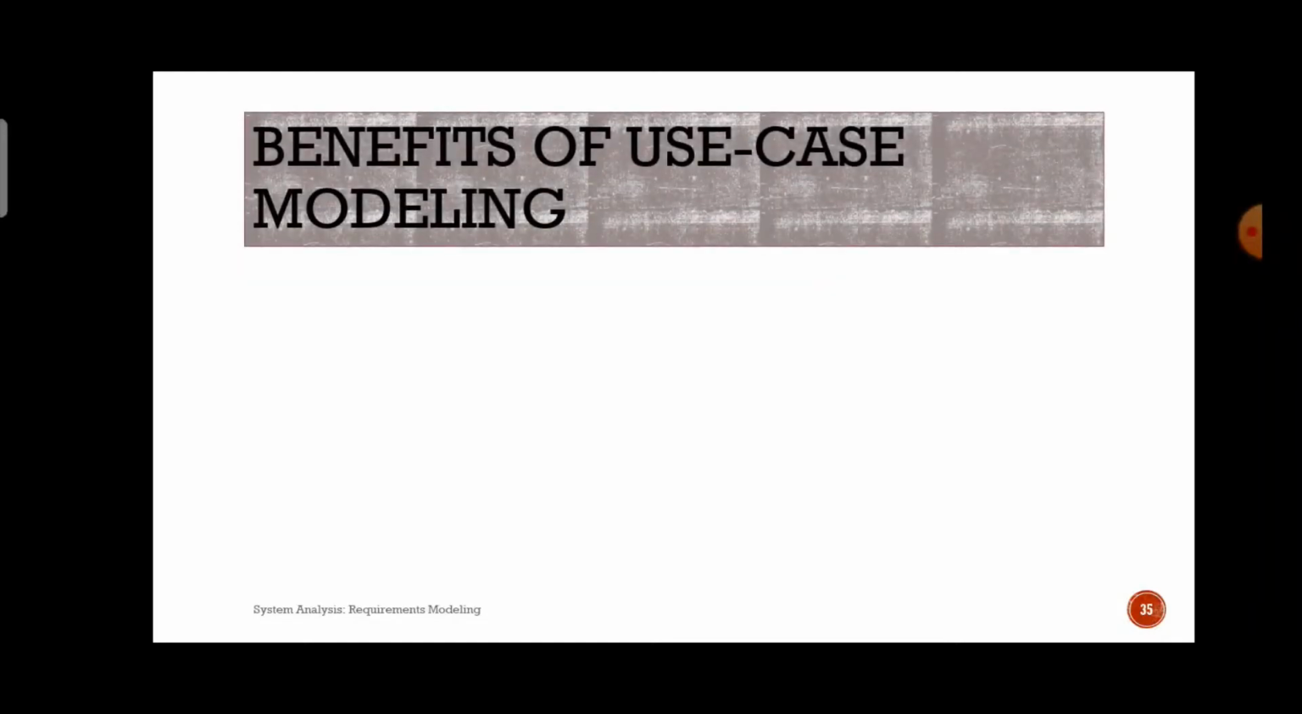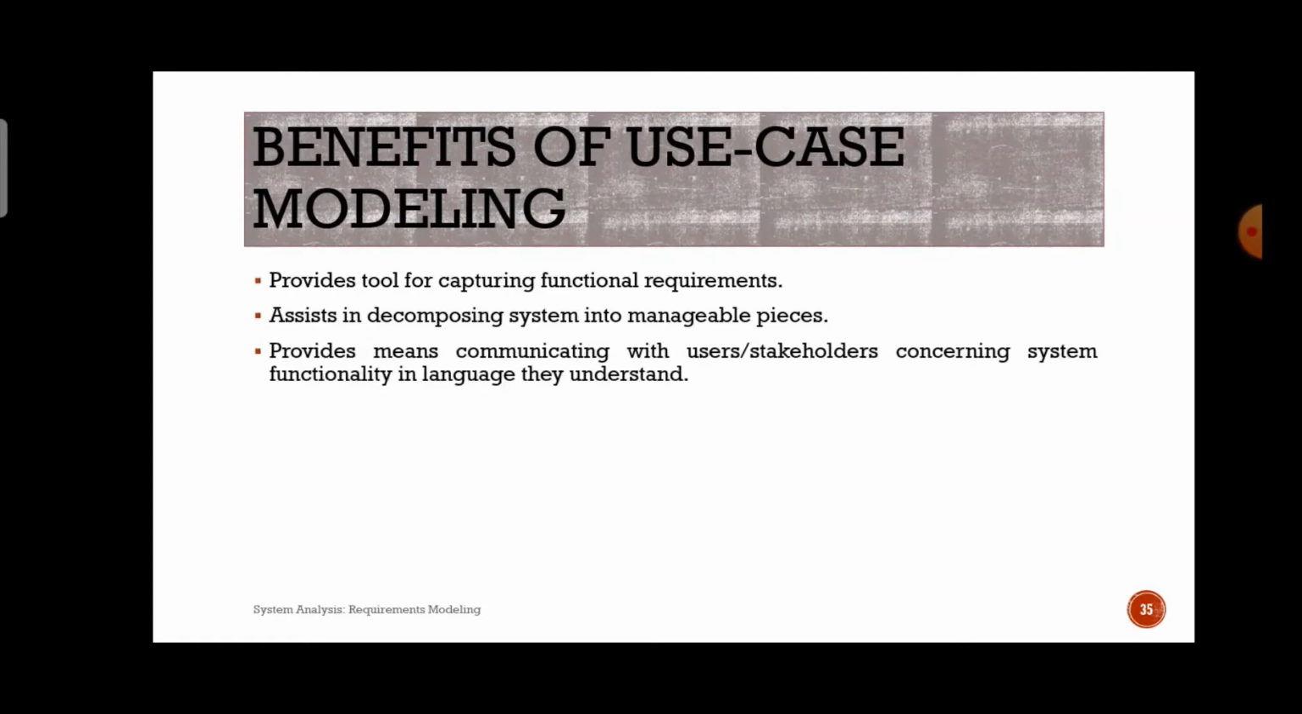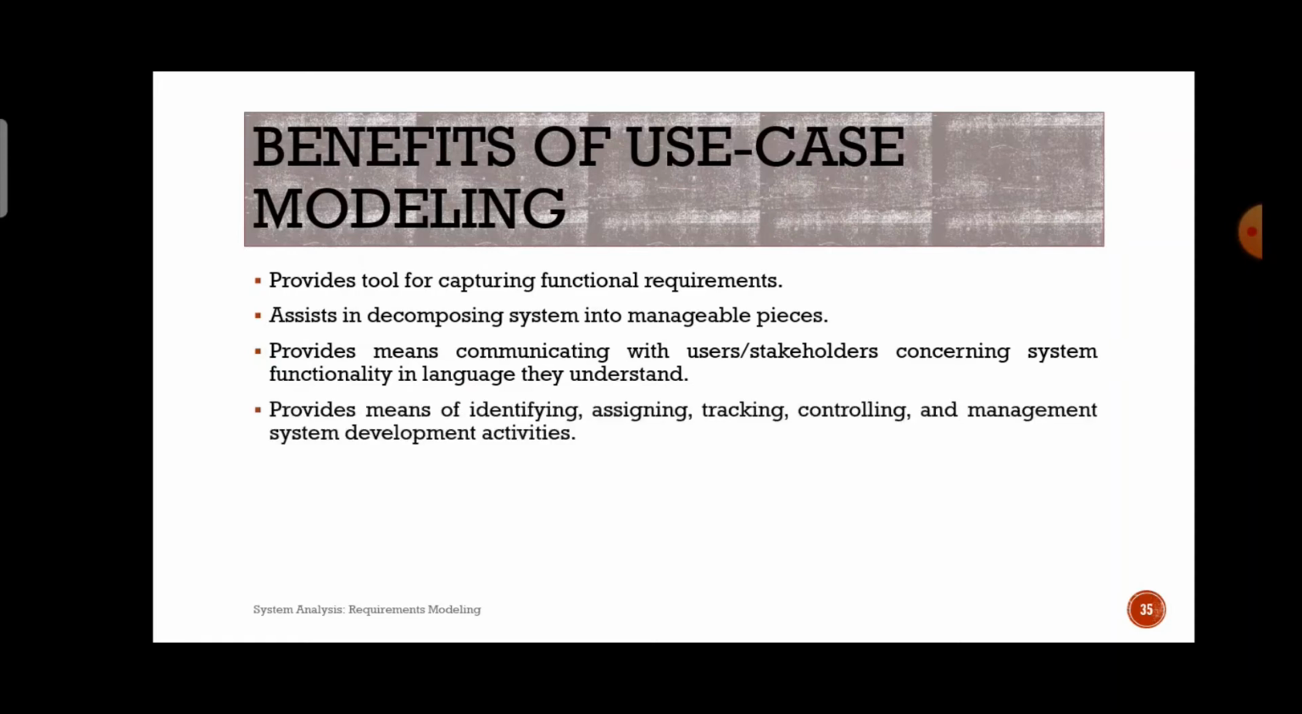So, the benefits of use case modeling. It provides tools for capturing functional requirements, assists in decomposing the system into manageable pieces, provides a means of communicating with users or stakeholders concerning system functionality in language they understand, provides a means of identifying, assigning, tracking, controlling, and managing system development activities, and provides aids in estimating project scope, effort, and schedule.